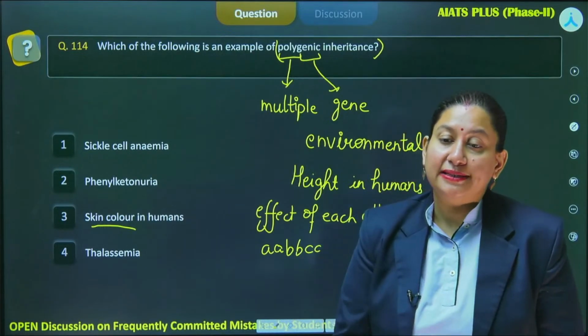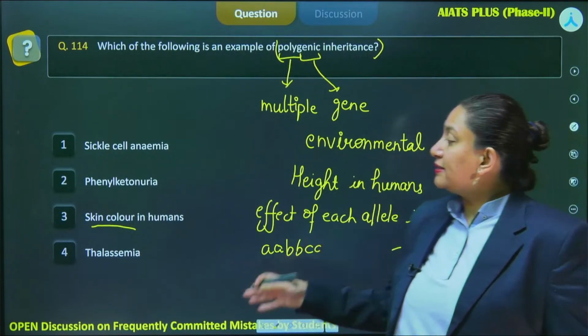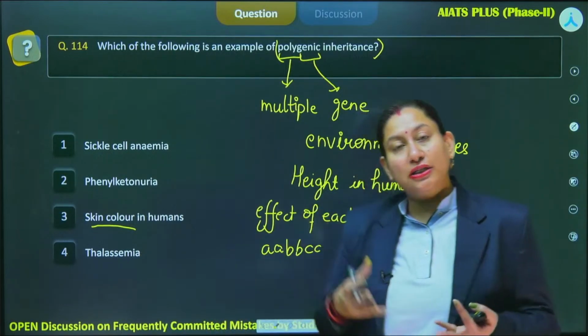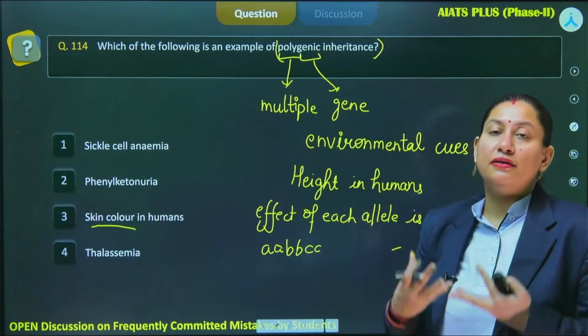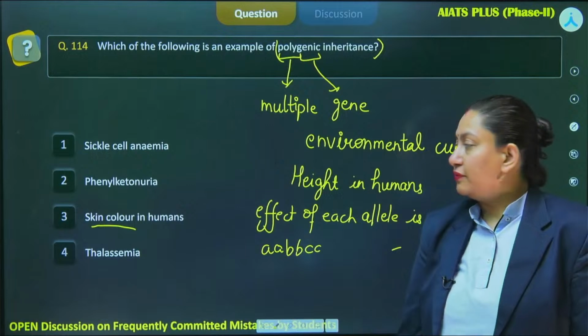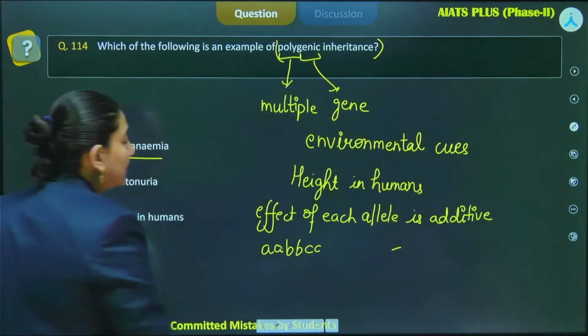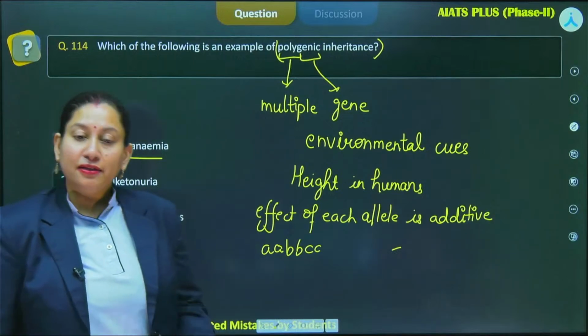Yes, more intensity means more number of dominant alleles, right? So this is how you will see the entire gradient, and each allele is going to contribute in the effect, the final phenotype that is going to be exhibited by the individual, right? Now, on the contrary, if we talk about sickle cell anemia, it's going to be controlled by a single gene, right?